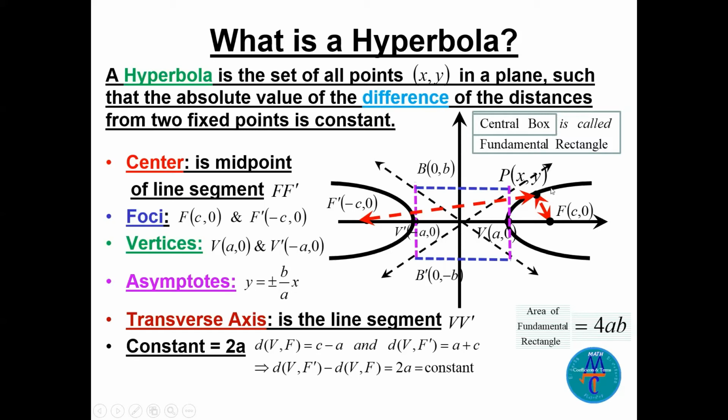Now, asymptotes. We have two asymptotes like this, two lines. We will find them. I will show you how. y equals plus or minus b over a x if the hyperbola is horizontal like this. The transverse axis is the line segment VV prime. Only this part here, from vertex 1 to vertex 2, or V to V prime, we call it the transverse axis. And this constant is still 2a.